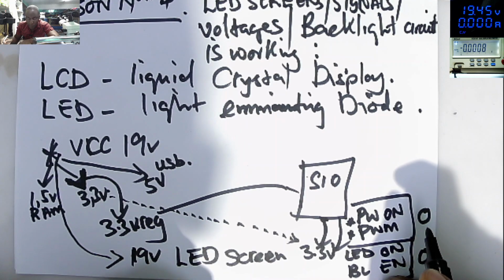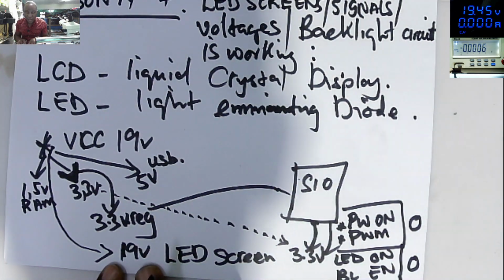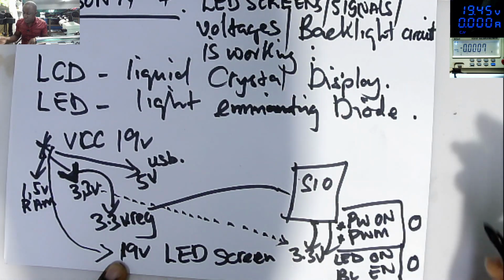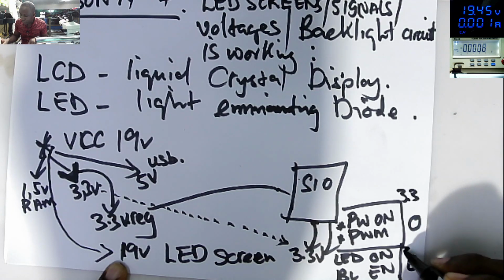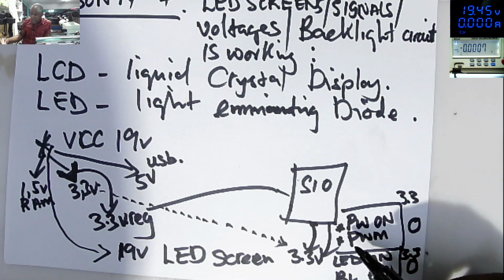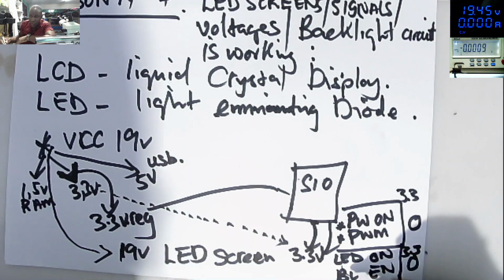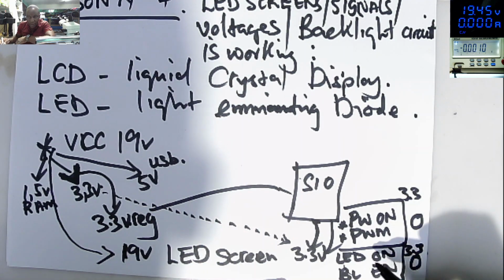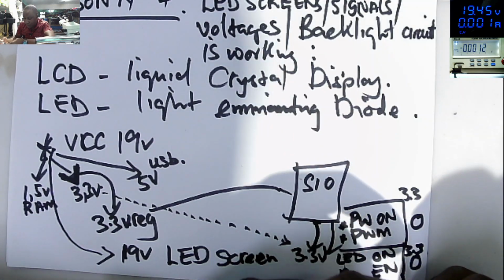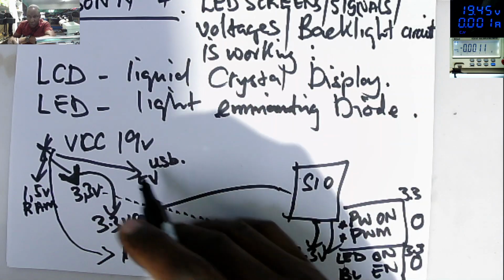Okay, so don't get confused here. The 19 volts is there to light up the screen. This 3.3, the power on signal, is connected to 3.3 volts. This one is also connected to 3.3 volts. The power on signal is there to light up the screen, and the LED on or backlight enable is there to adjust brightness, like less bright or more bright. So that's how the screen panel is working.